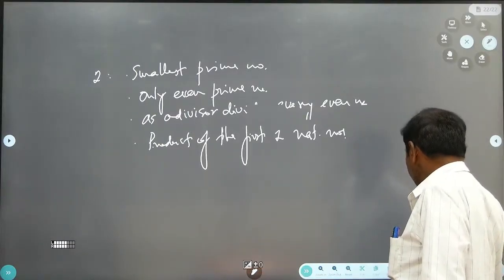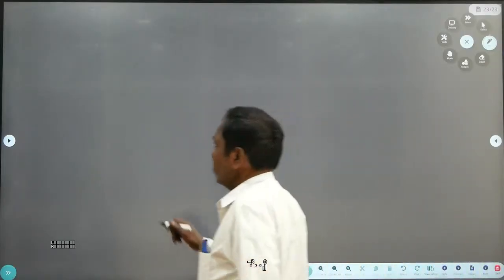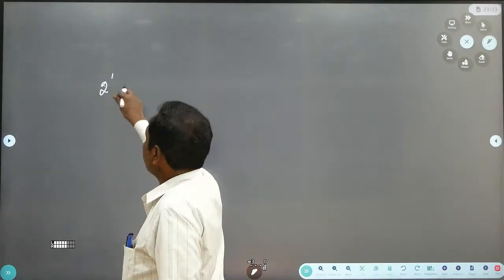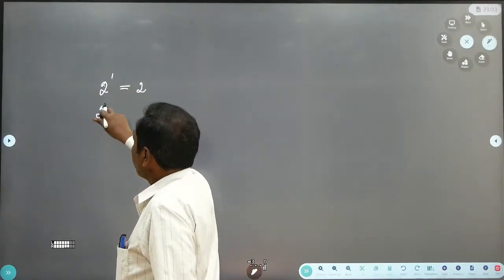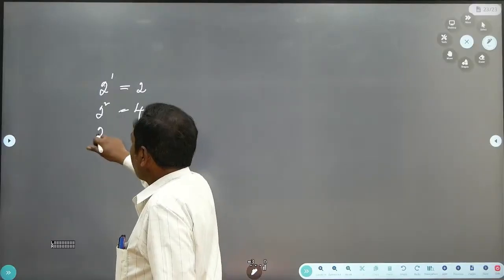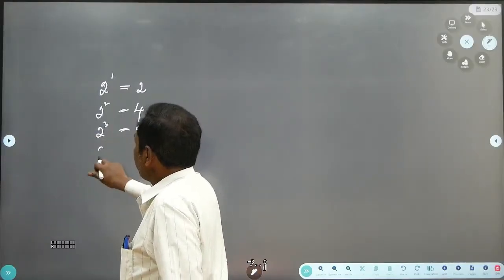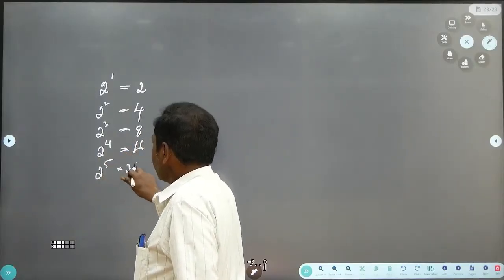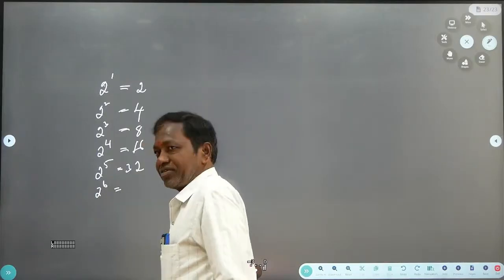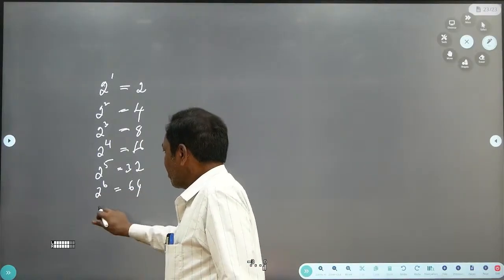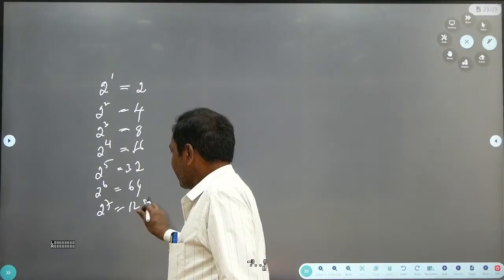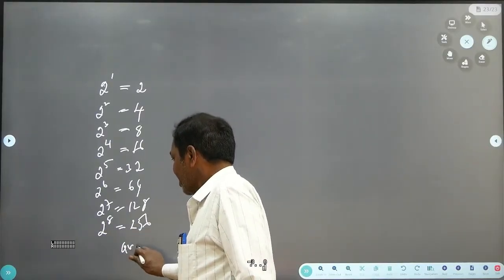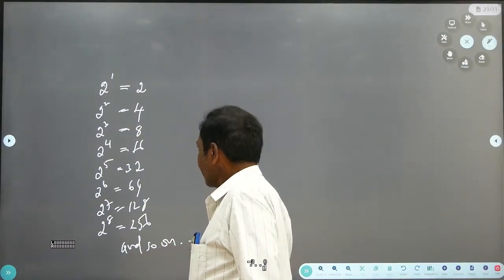And out of 2, what happens here? I'll tell you, this is only possible for 2. Now 2 to the power of 1, what is it? 2. 2 to the power of 2, 4. 2 to the power of 3, 8. 2 to the power of 4, 16. 2 to the power of 5, 32. 2 to the power of 6, 64. 2 to the power of 7, 128. 2 to the power of 8, 256, and so on.